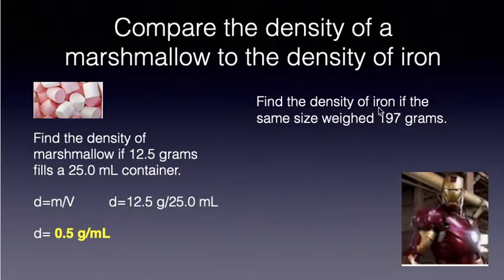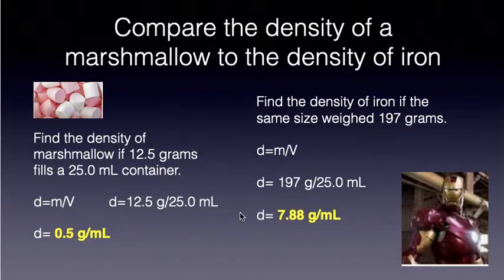So find the density of iron if the same size weighed 197 grams. I'm going to give you a moment to try to figure that one out yourself. 197 grams, and it occupies the same space, which would be 25 milliliters. Yes, we write D equals m over v and fill it in. 197 grams divided by 25 milliliters, and that will give us 7.88 grams per milliliter. I hope you guys got that.